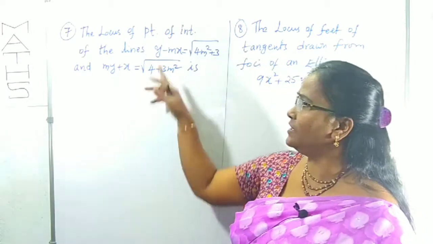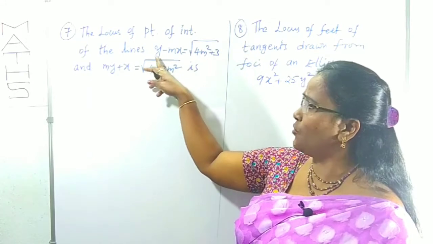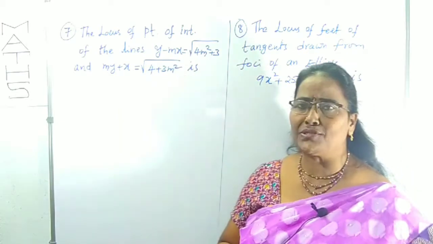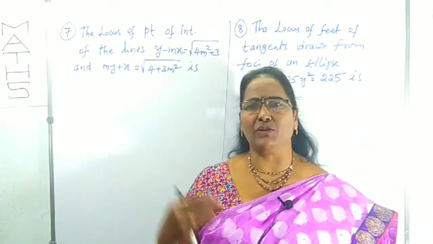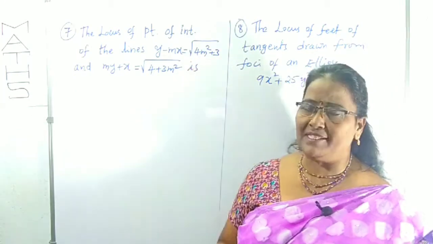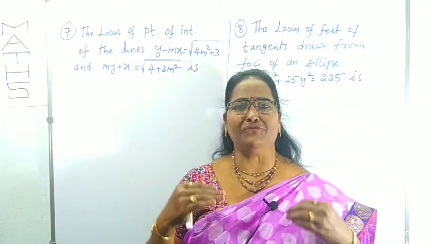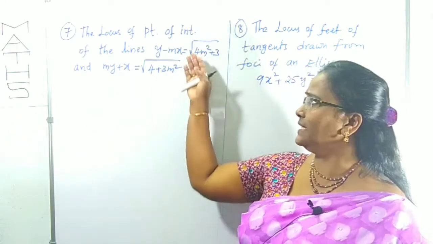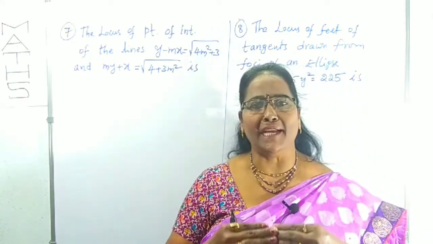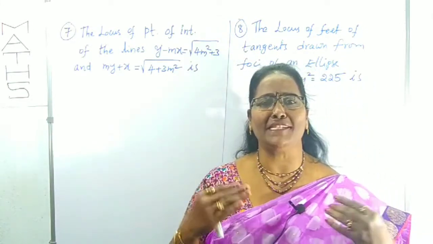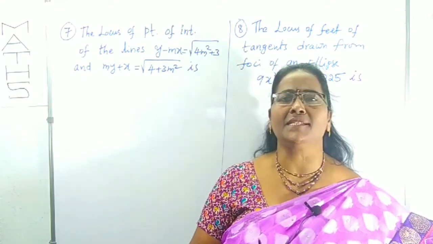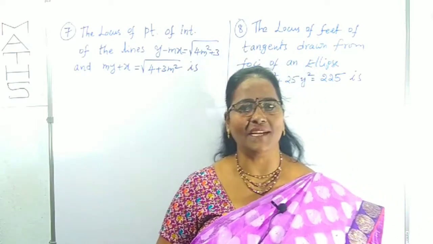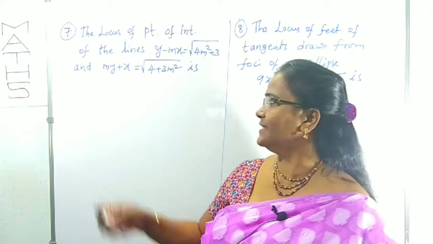Also we can observe the formation. This is y minus mx equals root of 4m square plus 3, which is clearly in the form y equals mx plus or minus, he has given only plus, root over a square m square plus b square. Clearly this is the tangent in slope form, the equation of a tangent in slope form. Indirectly, these two lines are perpendicular tangents to the ellipse. We know the given statement: the locus of perpendicular tangents represents a director circle. That is what you have to collect here indirectly.